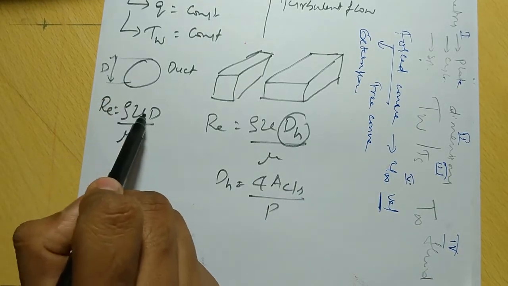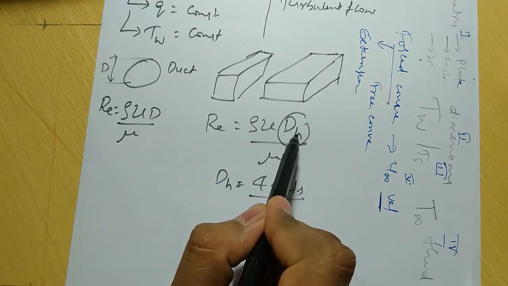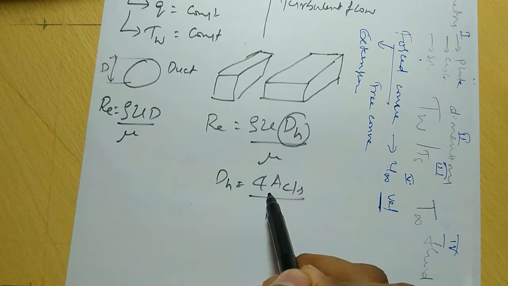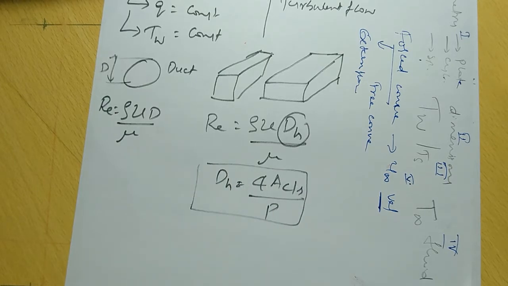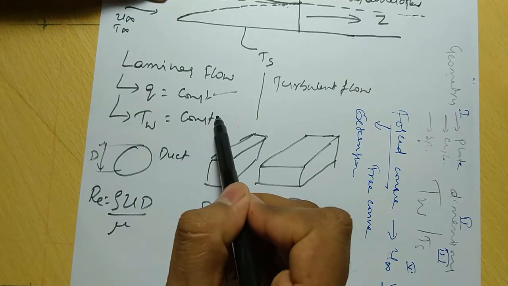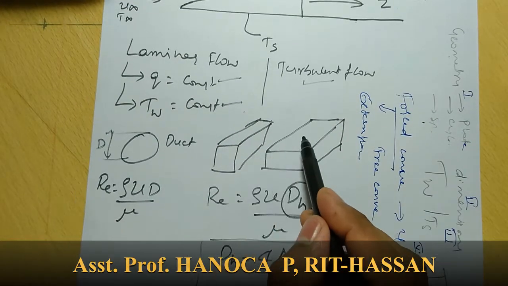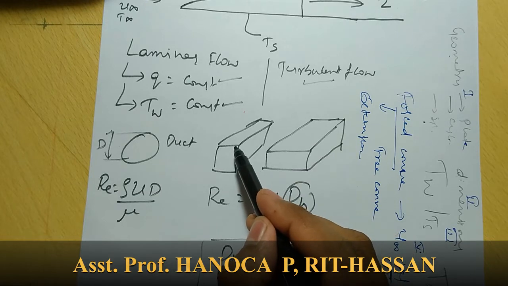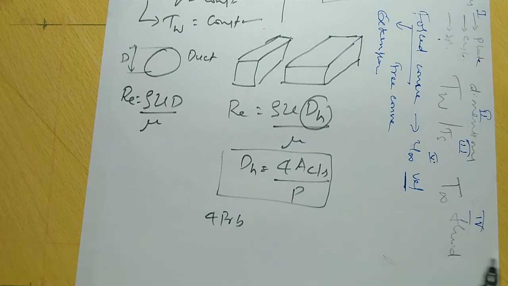For a circular duct, this is the D. For a non-circular duct, the D becomes the hydraulic diameter, calculated by 4 into cross-sectional area divided by perimeter. You should note this down. Now we are going to solve problems on constant heat flux condition, constant wall temperature condition, and turbulent flow condition. Also one problem on a non-circular duct, whether a square duct or a rectangle. Totally four problems we are going to solve one by one.